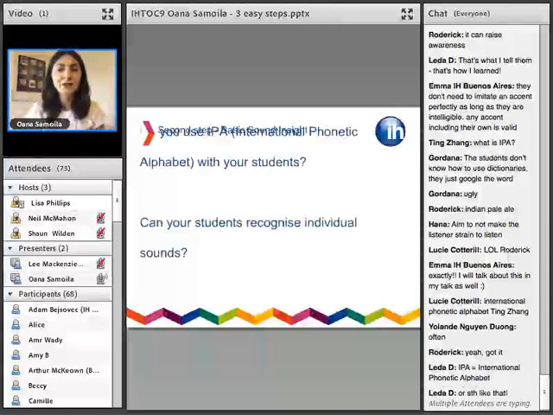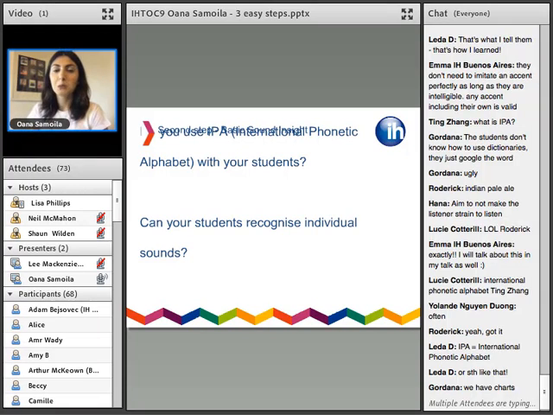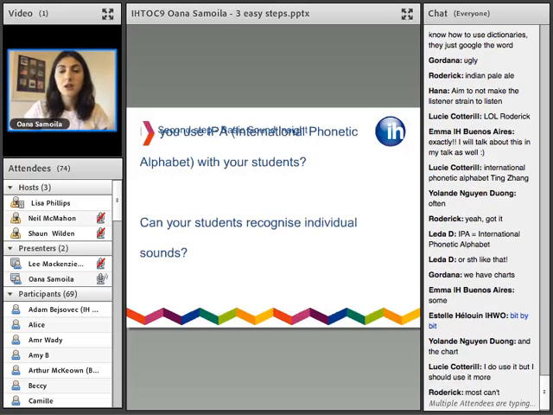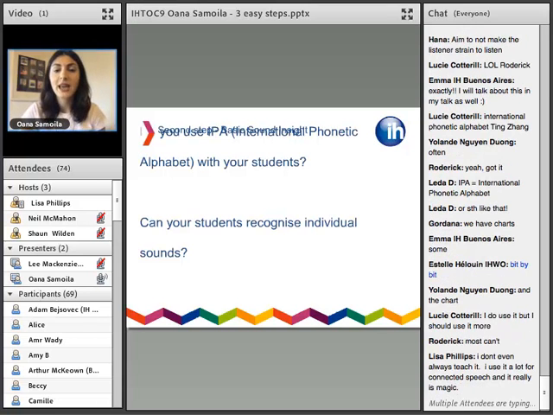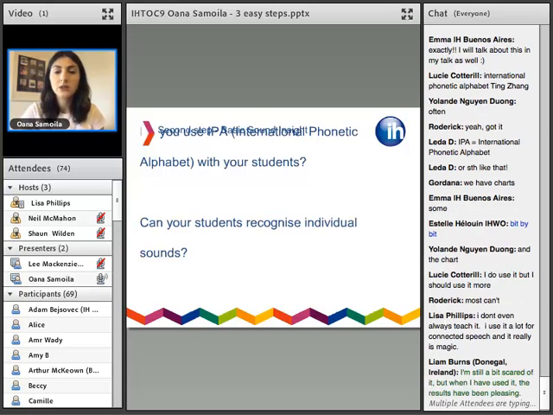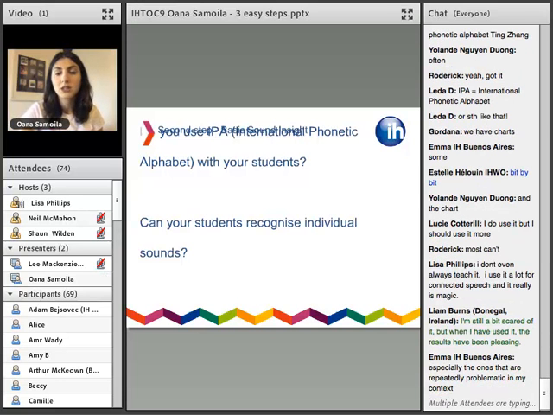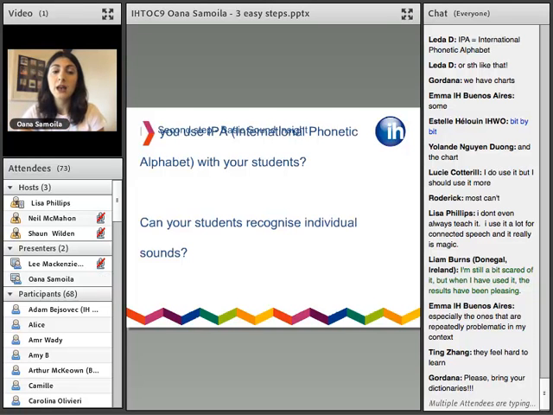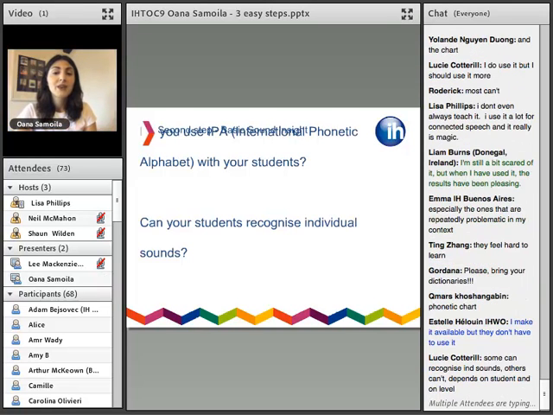So how often do you use IPA with your students, and can your students recognize individual sounds? We have charts, yeah, definitely. Some bit by bit, okay. Okay. Most can't. I don't even always teach it. I use it a lot for connected speech, and it really is magic. I'm still a bit scared of it, but when I have used it, the results have been pleasing, especially the ones that are repeatedly, yeah, I agree. They feel hard to learn. Absolutely, I agree with all of these things. Okay.